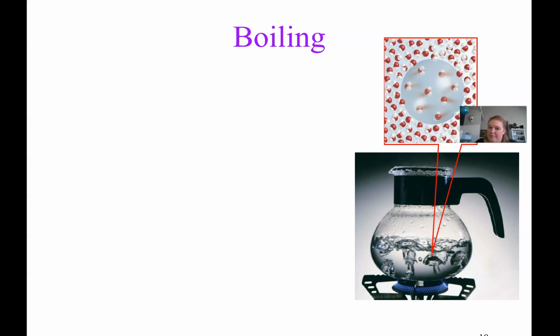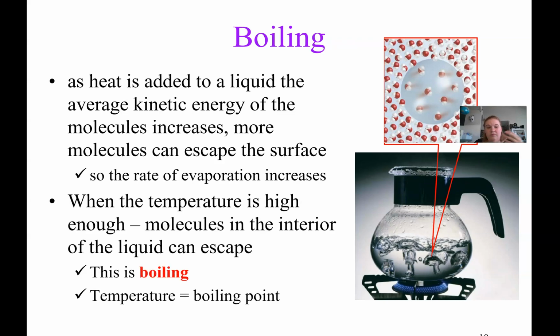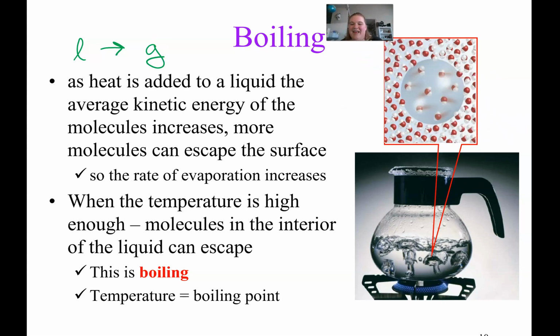So switching over to boiling. This is also going from a liquid to a gas. The difference between evaporating and boiling is where those molecules are coming from. So evaporation is when the liquid molecules on the surface get enough energy to escape the surface and become a gas molecule. Boiling is when a liquid molecule in the middle of the solution gets enough energy to escape through and become a gas molecule.